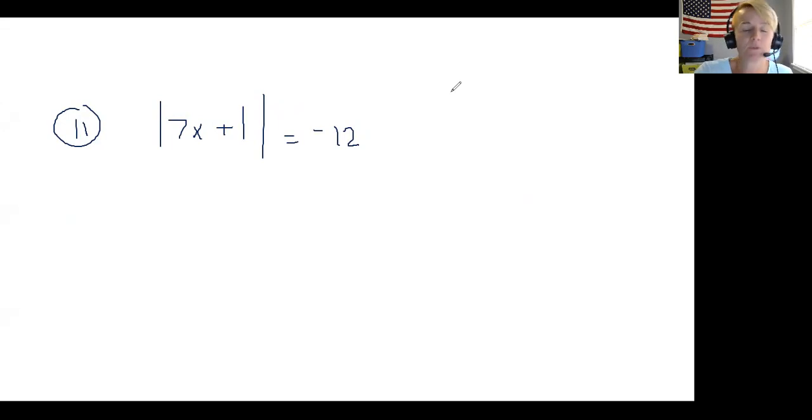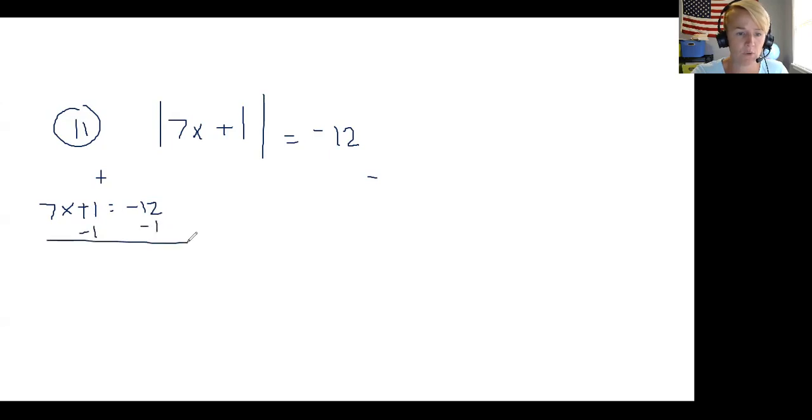It's okay if you have problems, we'll just keep trucking away, okay? So I have to do the positive side of this and then the negative side of this. The positive side is going to be 7x plus 1 equals a negative 12. I'm going to get rid of the 1 and get the 7x by itself, so I'm going to minus 1, minus 1. That's going to leave me 7x equals negative 13. Now I'm going to divide by 7 because I want x cleared out by itself. I'm going to end up with x equals negative 13 sevenths.